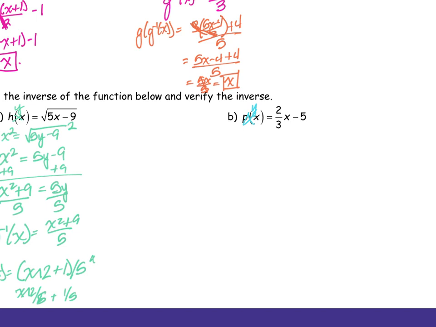Switch my x and my y, and I get x equals 2/3 y minus 5. Solve for y, so I'm going to add 5. And I get x plus 5 equals 2/3 y. How do I get rid of a fraction?